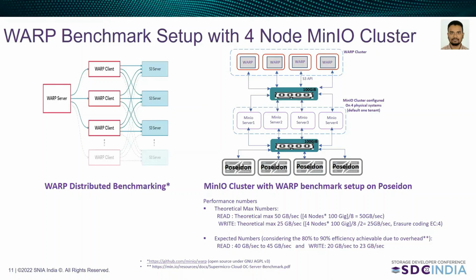Moving to the figure on the right, it captures the typical standalone MinIO STaaS setup used for benchmarking. We can see it has a 4-node MinIO cluster with Poseidon volumes.